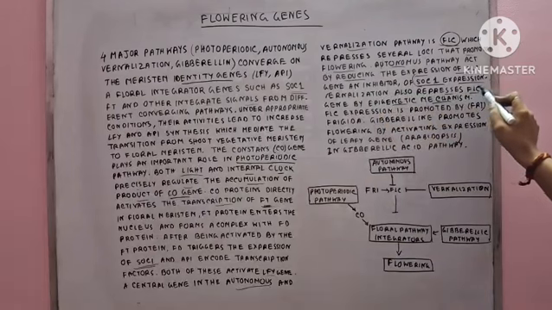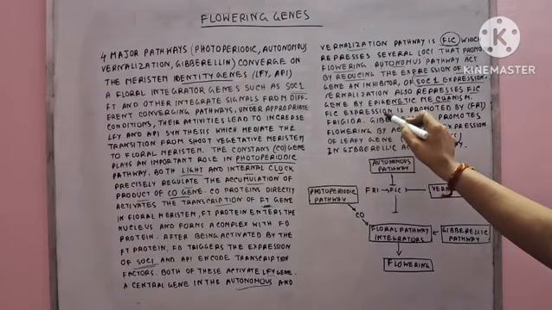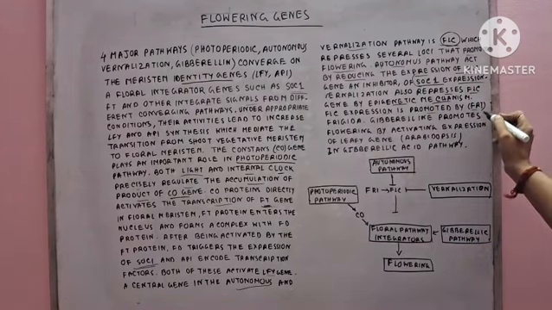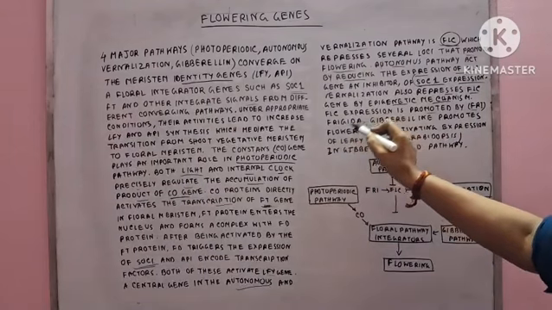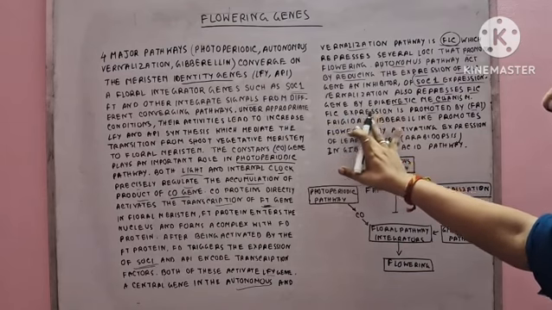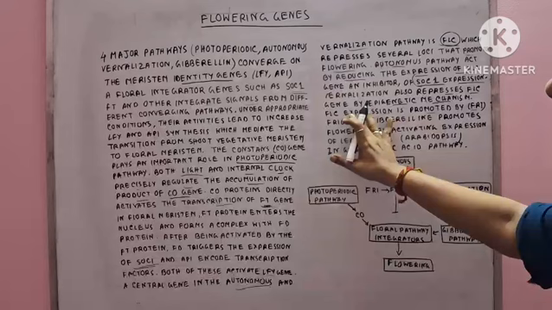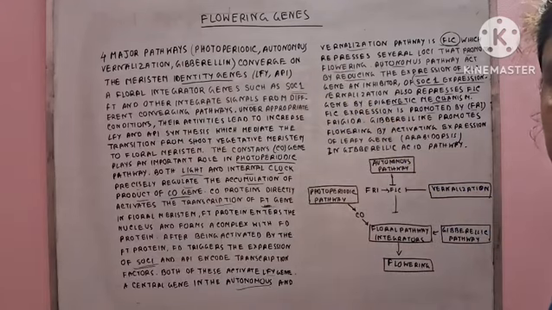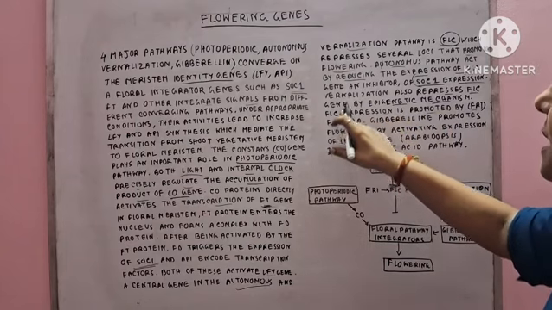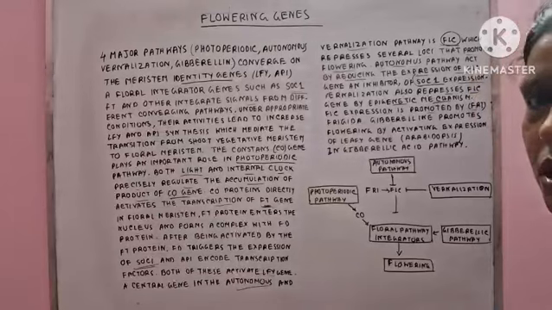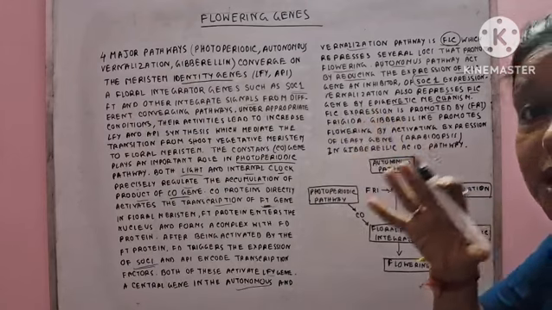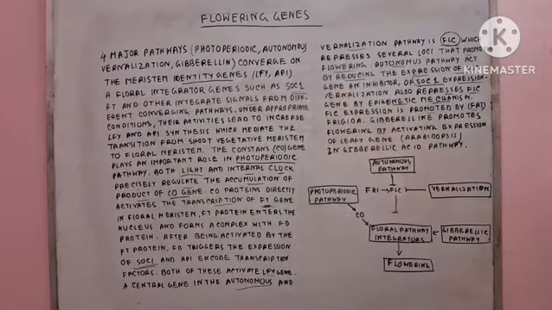And vernalization represses FLC expression, which is promoted by an important gene, FRI, or FRIGIDA. This Frigida gene is very important because its activation leads to the expression of the FLC gene. Clear? So if the Frigida gene is activated, that means the FLC gene's expression is also activated. So first of all, the FRI gene's activation must be stopped, then FLC expression is stopped.